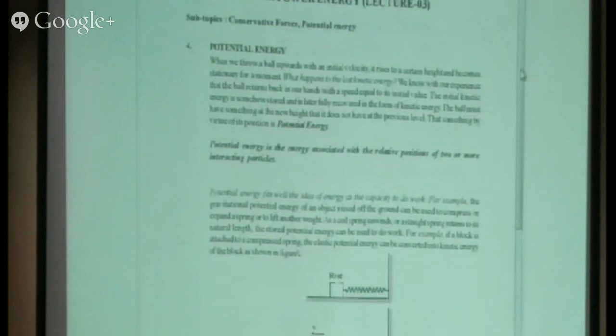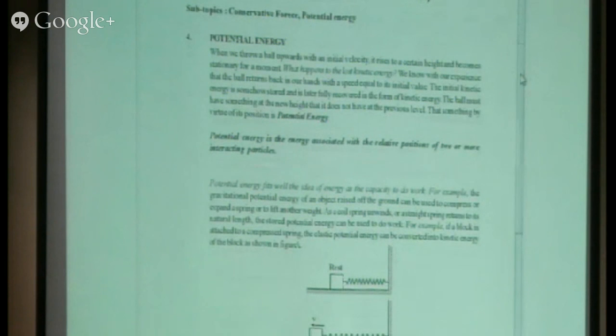Potential energy. So we are now on the third lecture. Actually, we cannot spend more time on earlier lectures. So, the concept of potential energy.